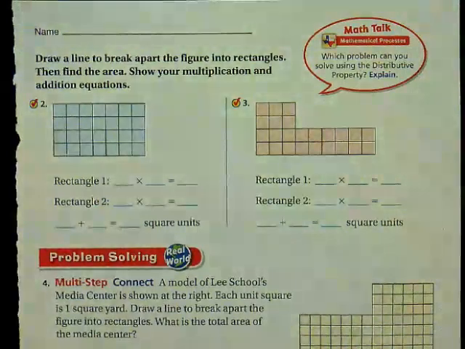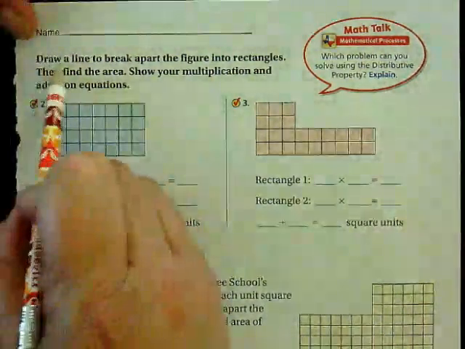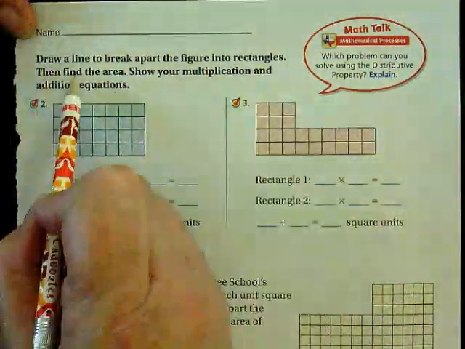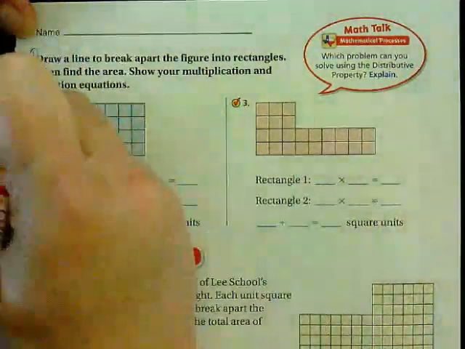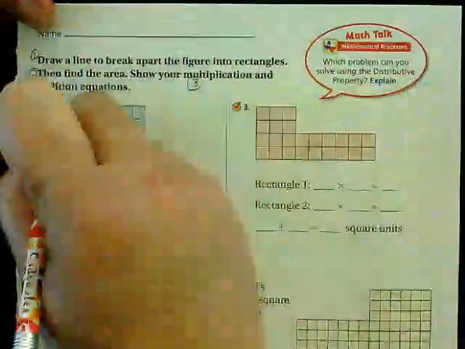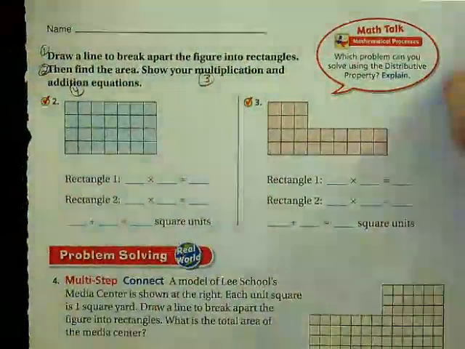Alright, you had a chance to do this on your own. Now let's check our work. We're going to start by reading the directions. It says, draw a line to break apart the figure into rectangles. Then find the area. So I have two things to do. Show your multiplication and addition equations. There's three, four things to do to make sure I get this question going correctly.